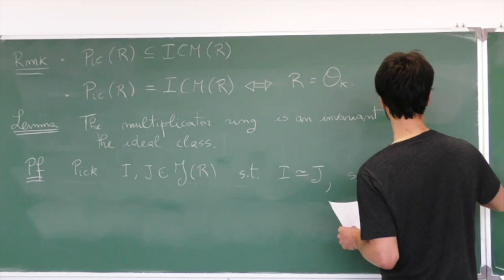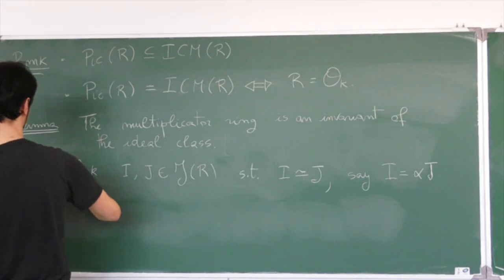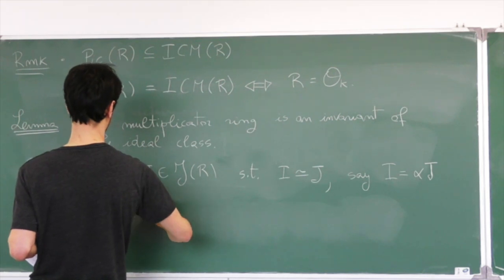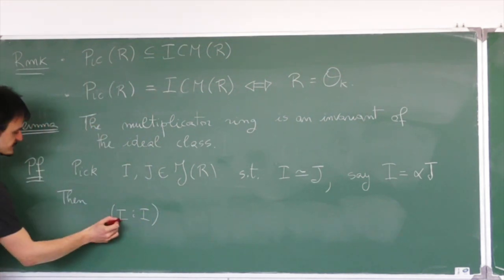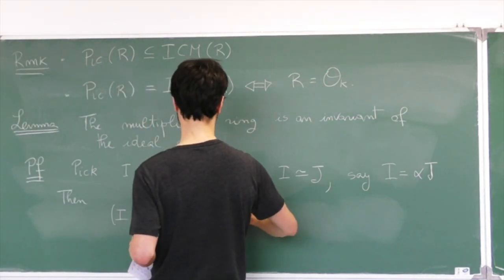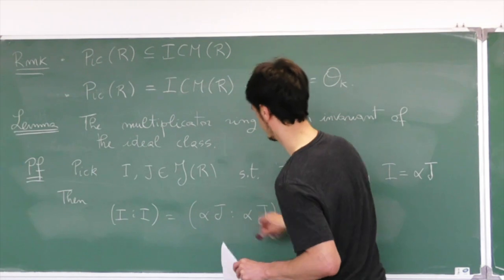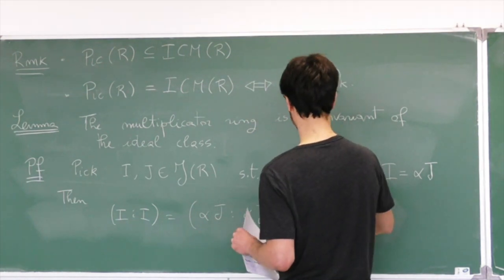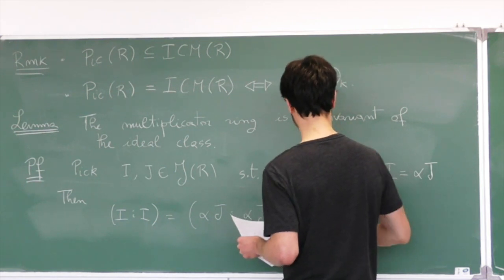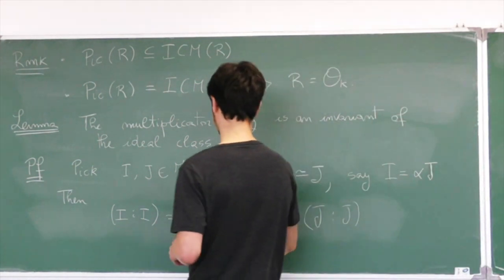So let's write I equal to alpha times J. Then we have that the multiplicator ring of I, so I colon I, the set of elements that send I inside itself, is equal to alpha J colon alpha J. And if you look at the definition of colon ideal, you see that we can simplify the alpha from both sides, and you get J colon J, which is the multiplicator ring of J. Okay? So this concludes the proof of the lemma.